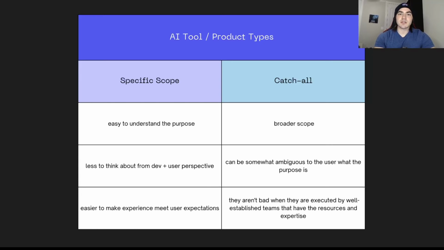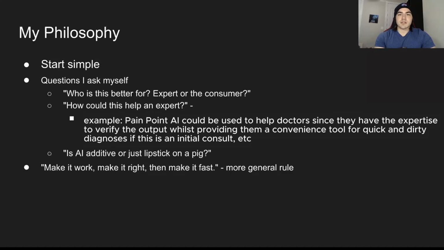And so for me personally, as a solo dev and someone that only works with a few people at a time right now, I find myself leaning more towards the specific scope category than the catch-all. And now finally, my philosophy. This is just kind of the napkin version of my philosophy for making AI applications.